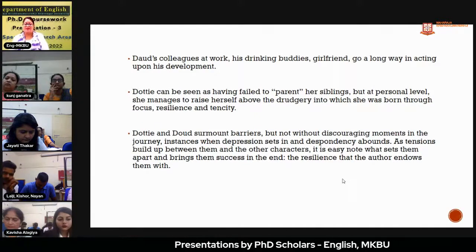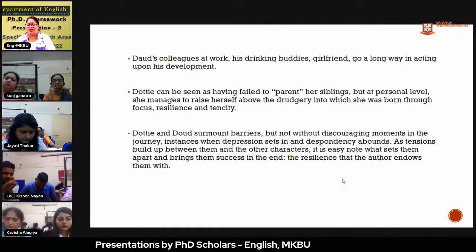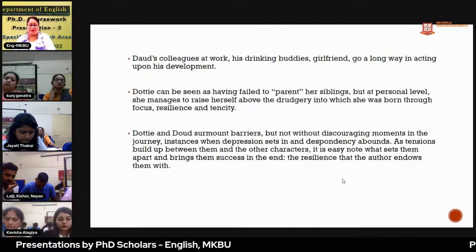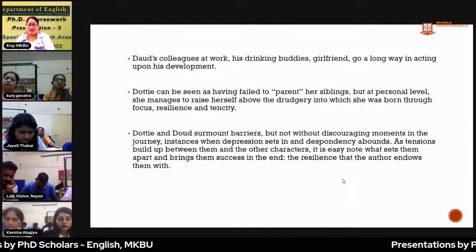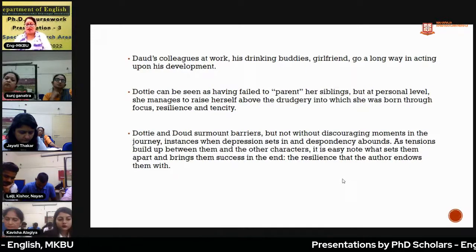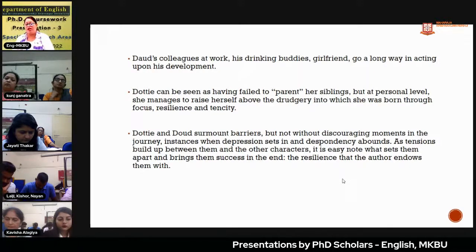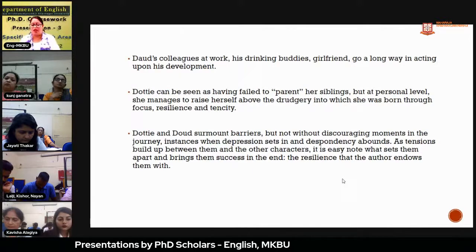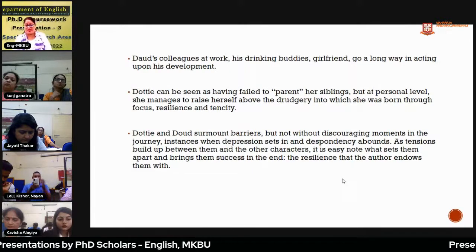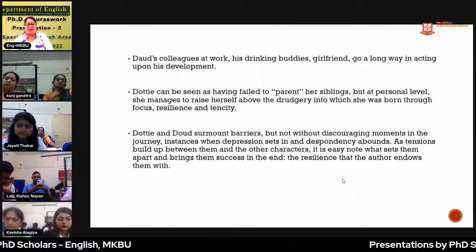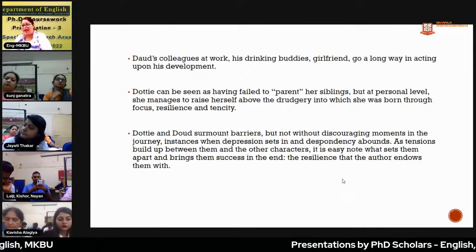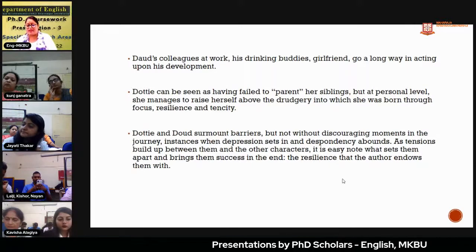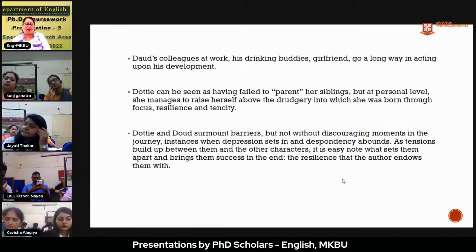Daud and Dati surmount barriers, but not without discouraging moments in the journey. There are instances when depression sets in and despondency abounds. As tensions build up between them and the other characters, it is easy to note what sets them apart and brings them success in the end: the resilience that the author endows them with.